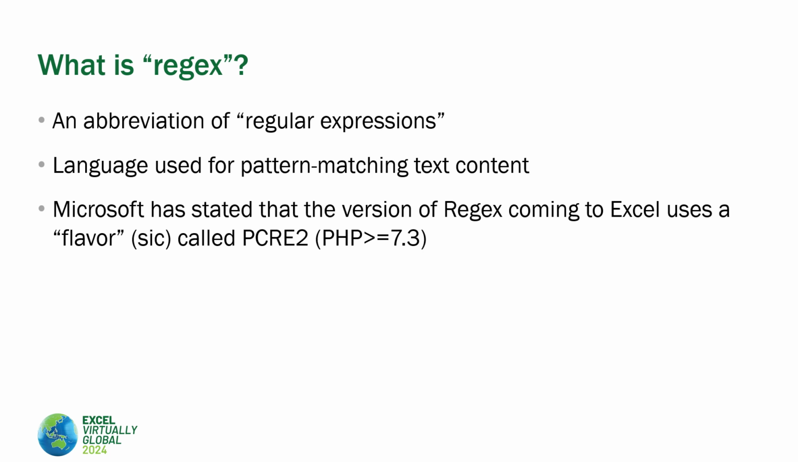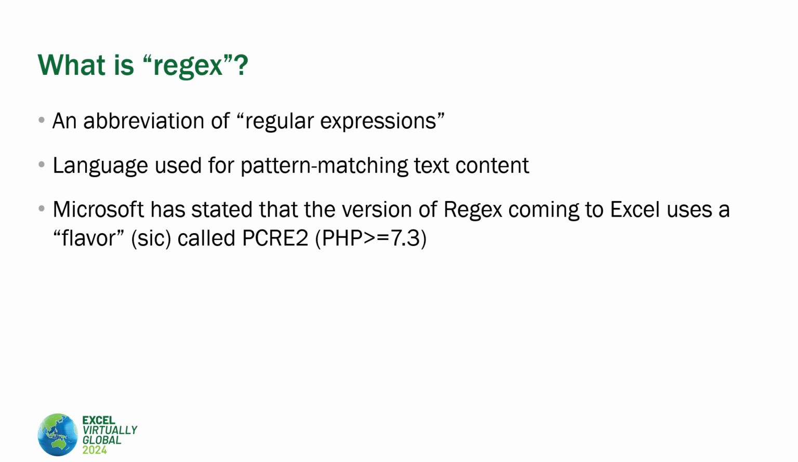Microsoft has stated that the version of regex that's come to Excel is a particular dialect known as a flavor, and notice flavor is without the U for all of you non-Americans out there. It's called PCRE2, and then in brackets, PHP is greater than or equal to 7.3. That probably means something to somebody, but it doesn't mean much to me, I'm afraid. But it's useful if you're trying to understand the underlying technical stuff, or you're trying to look up the syntax online, because there are different versions of regular expressions out there.